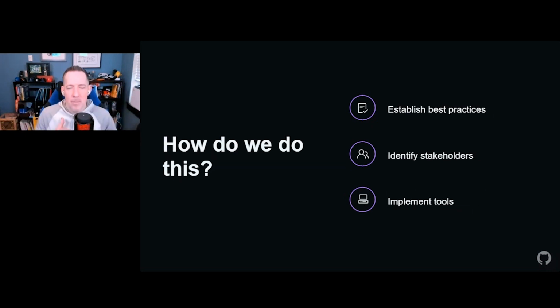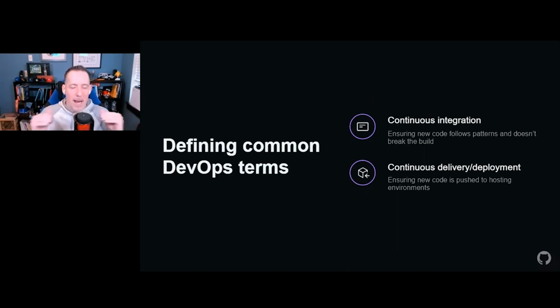So how do we do this? Well, number one is we need to establish best practices. So what is it that we need to make sure happens every time? Number two, identify stakeholders. Every project that I've ever been a part of that had a failure on it, it was almost always because we didn't identify the right people to be in charge of certain parts of the process. So we want to figure out what roles all of our different people are going to play. And then last but not least is find the right tools that will allow us to do everything that we want to do.